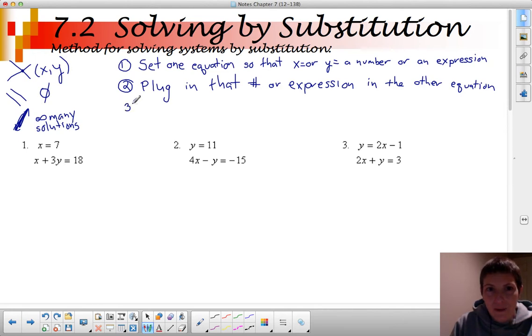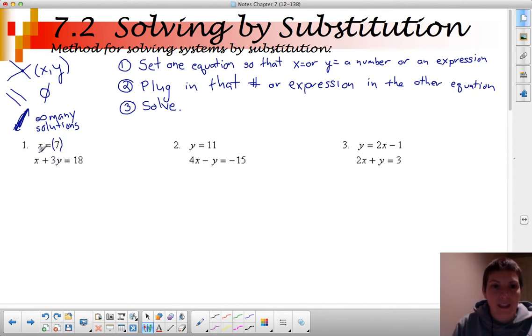And step 3 is your solve step. So solve. That means get both x and y, or get your empty set, or infinitely many solutions. So let's go through number 1. Step 1, do I have one of the equations where x is equal to a number or an expression? Yes. So we're going to make that our substitution step.